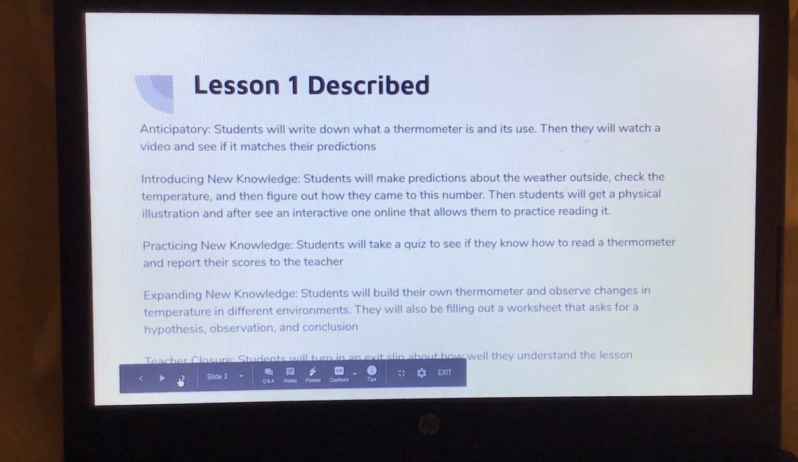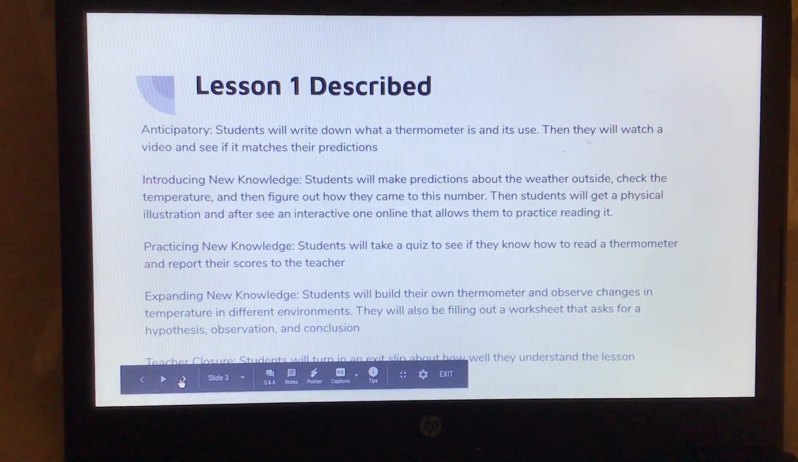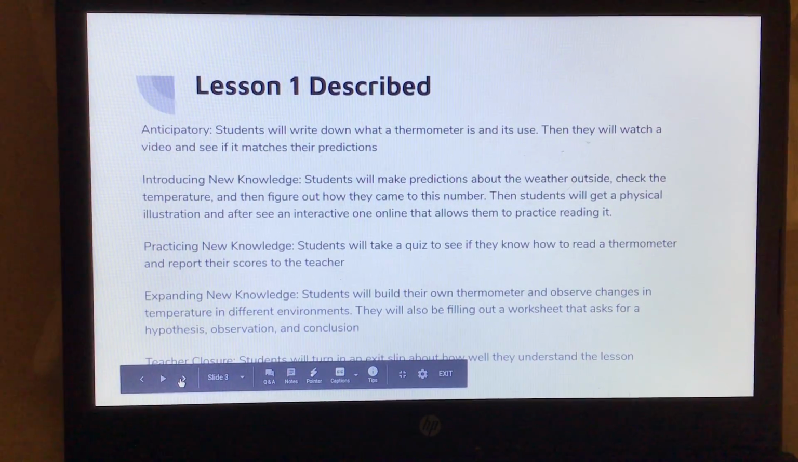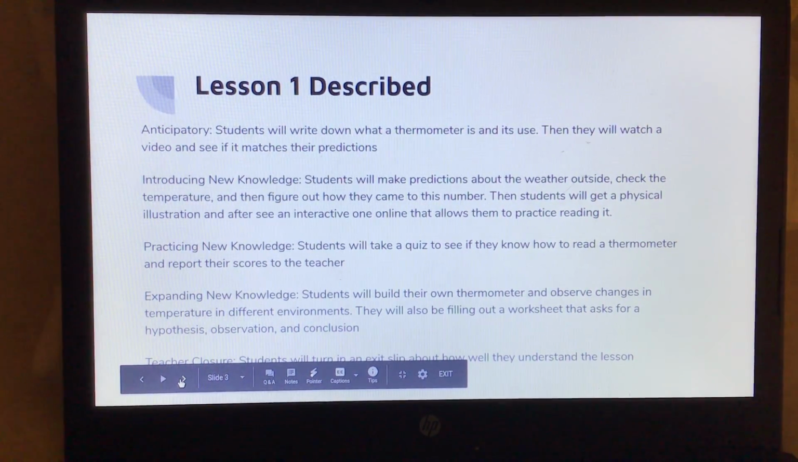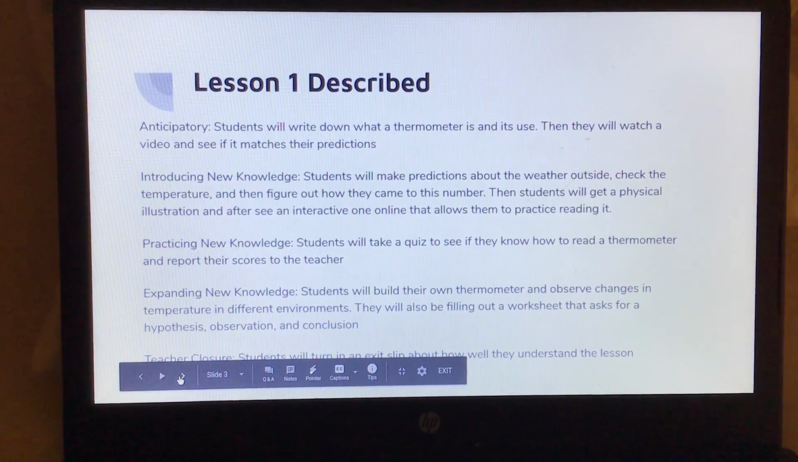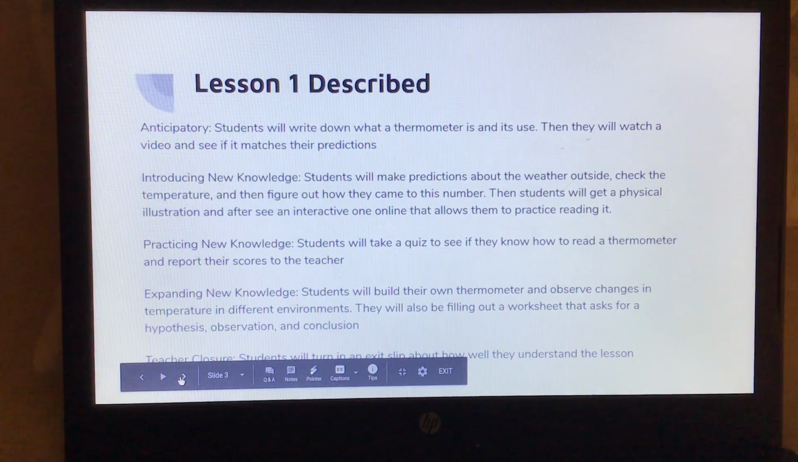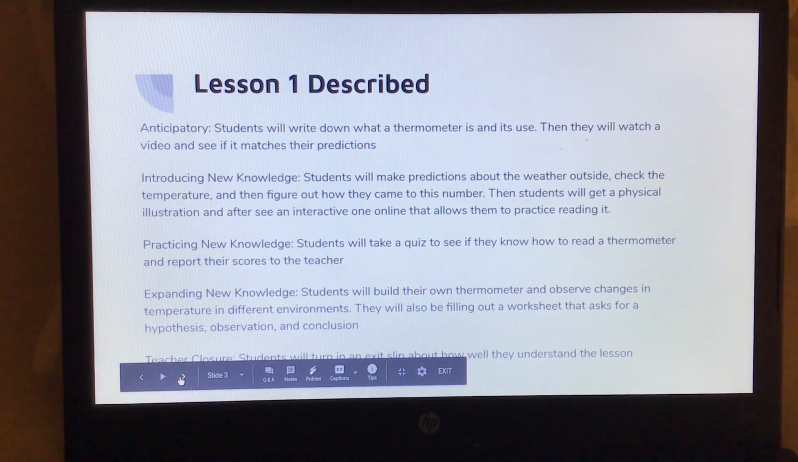For our lesson 1, the anticipatory, students will write down what a thermometer is and its use, and then they will watch a video and see if it matches the predictions. This is a class discussion, and we will see if it matches.